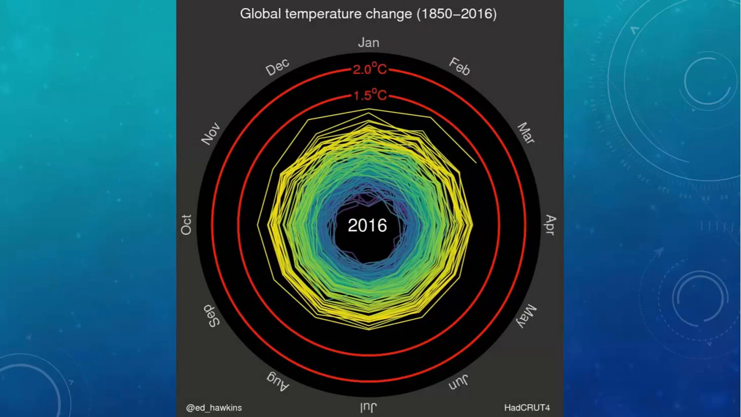Here's another example of a network graph that's showing the temperature change and how it's been increasing towards that 1.5 degrees Celsius and that 2 degrees Celsius boundary that we're trying to avoid. You can see that it is getting very close there in recent years, and this was just 2016.